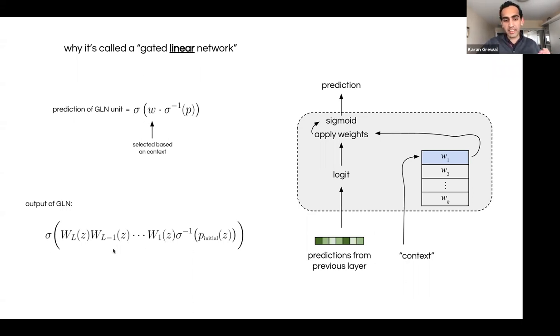So it's basically just like a linear classifier, but that linear classifier is dependent on what the input is, right? So based on the input, it's shifting its classification boundary. So that's the idea of what it's doing here. And that's why it's called a gated linear network.